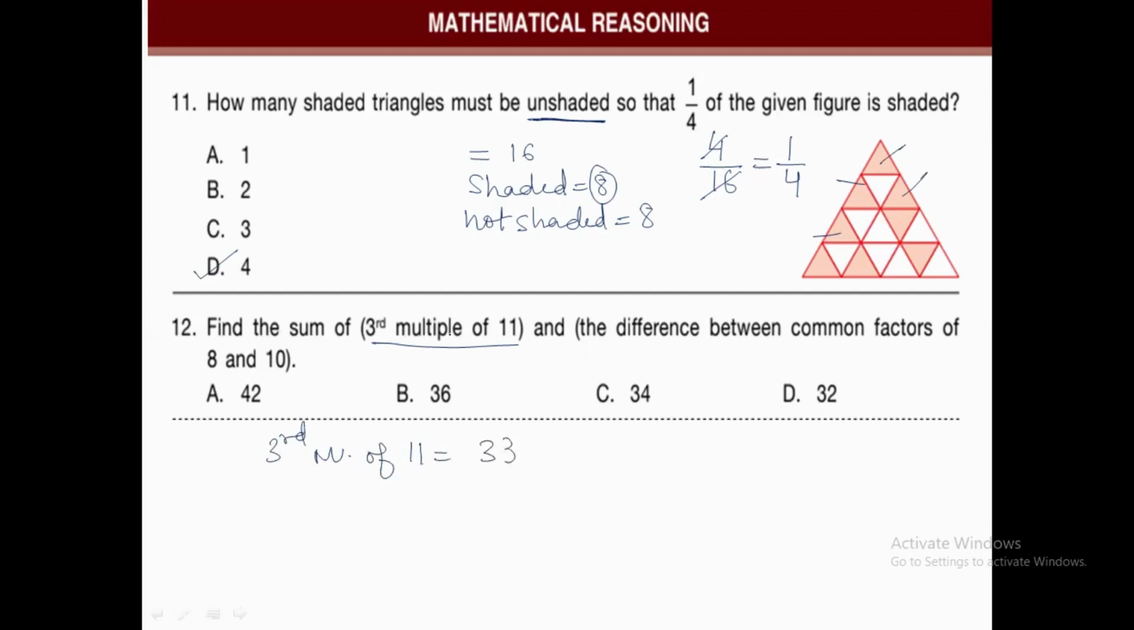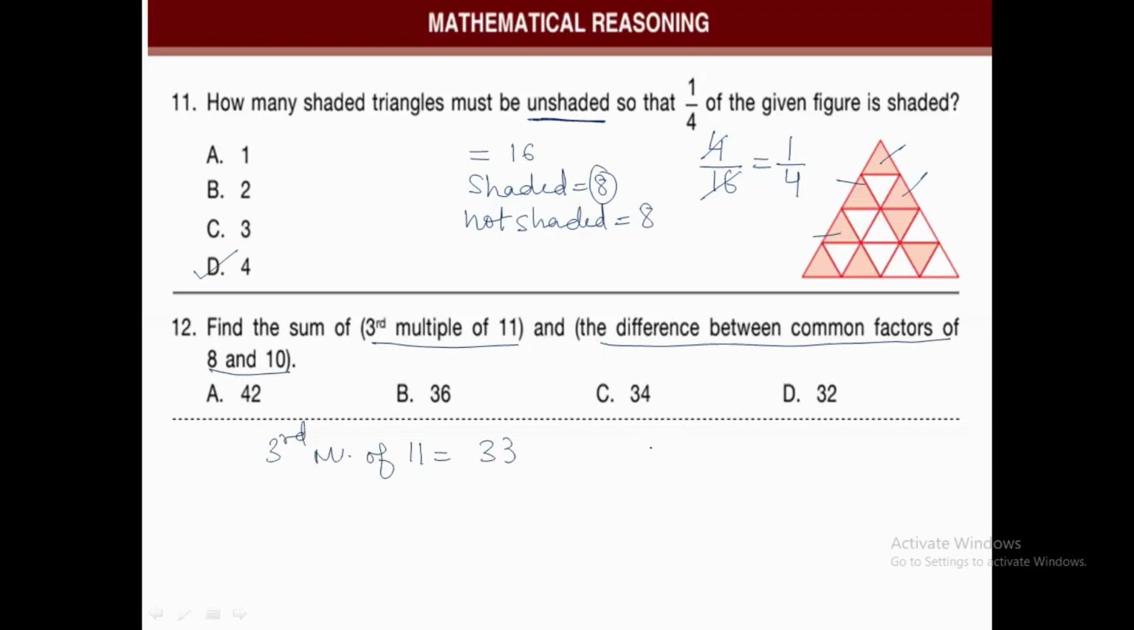Okay, I think you all know what a multiple is. A multiple is something that comes in the table of a given number, which means it can be divided by the given number perfectly without any remainder. Now, the question is asking for the difference between the common factors of 8 and 10. What are the common factors of 8 and 10?